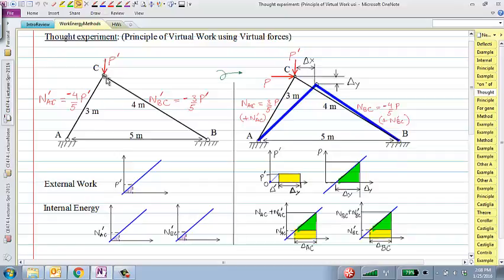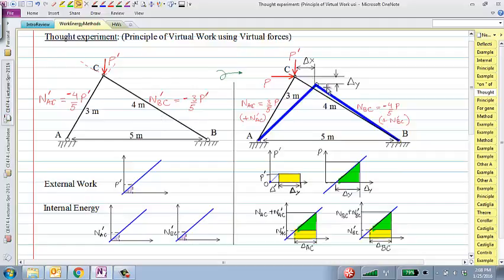If I apply a P prime here, you can resolve that along the directions of these two members, and you'll see that this member would be 4/5 P prime compression, and this member would be 3/5 P prime, also compression.